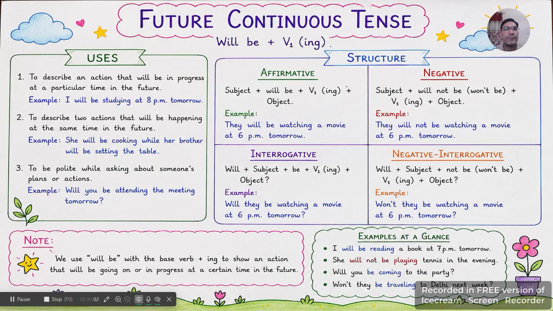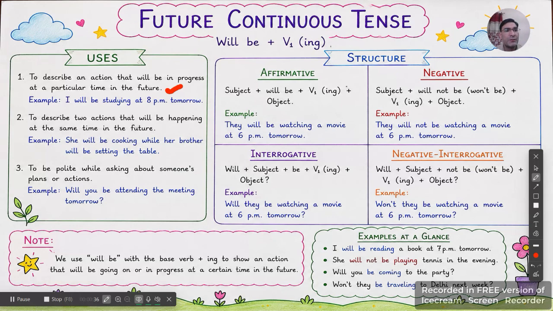Now the second type of the future tense, that is future continuous tense. So where do we use the future continuous tense? We use the future continuous tense in certain conditions. What are those conditions? First of all, to describe an action that will be in progress at a particular time in the future. For example, I will be studying at 8 p.m. tomorrow. So this is an action which will be in progress at a particular time in the future.